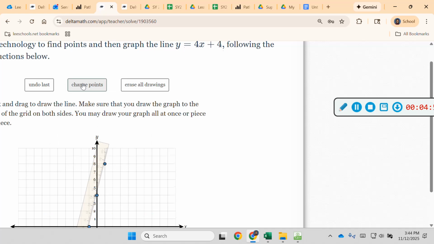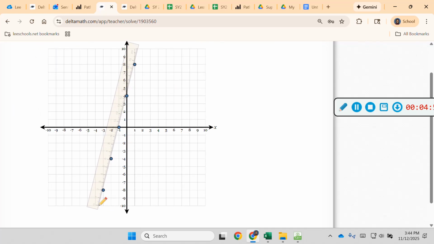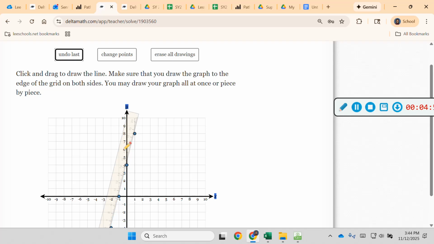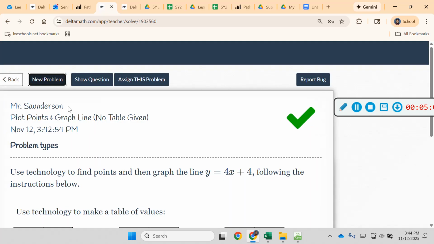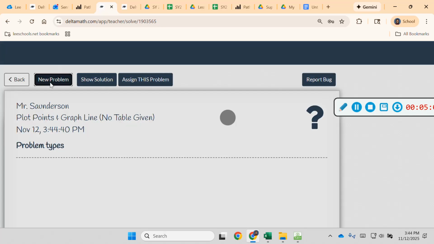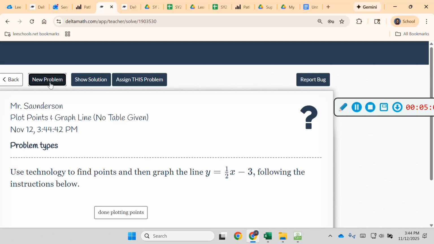Then I click done plotting and connect those points together. Nope, made a mistake. So again, nothing wrong with making mistakes, guys. Just click undo and do it again, and then just like that. Okay, so let's try another one. Let's try one with a fraction as the leading coefficient.